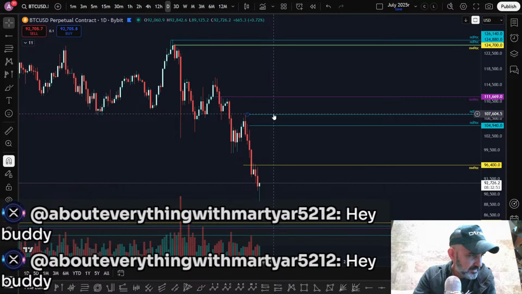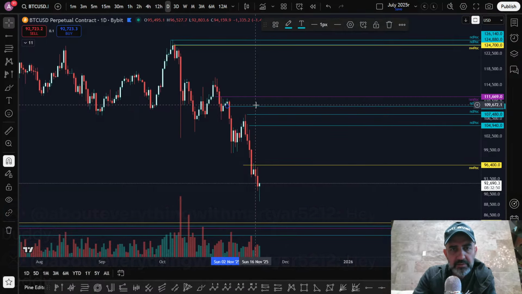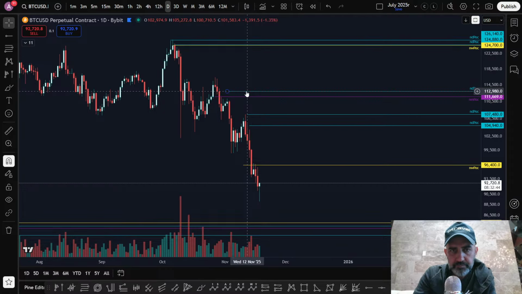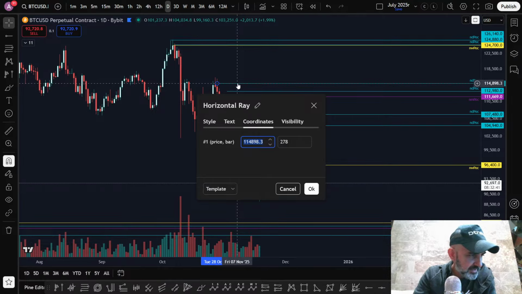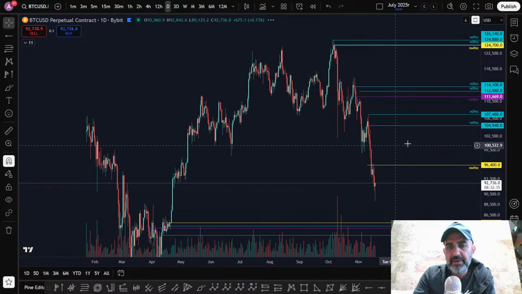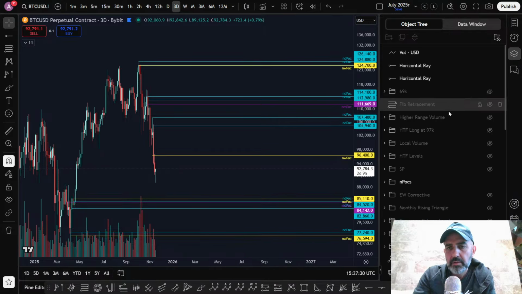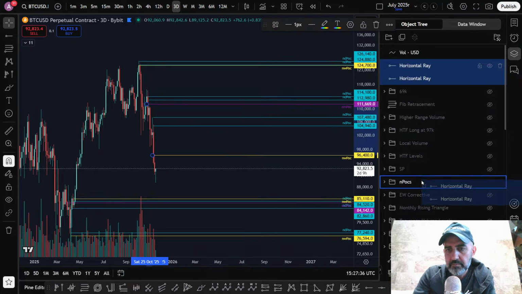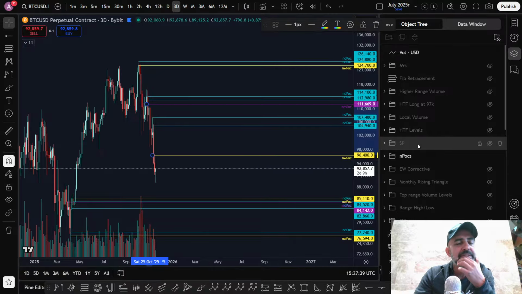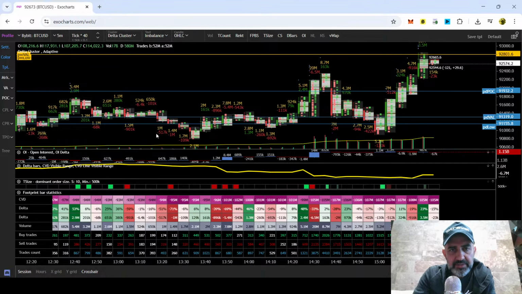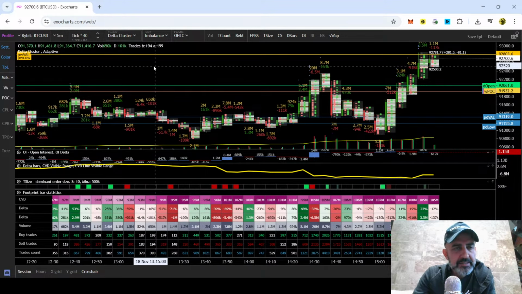Let me just mark these in. 112980. Last one, 114100. All right, so I've got all the levels. Let's just put it all back in. I haven't looked at the single prints, sir. Let me try and look at the single prints. I always struggle with the single prints because ExoChart is a lag fest.